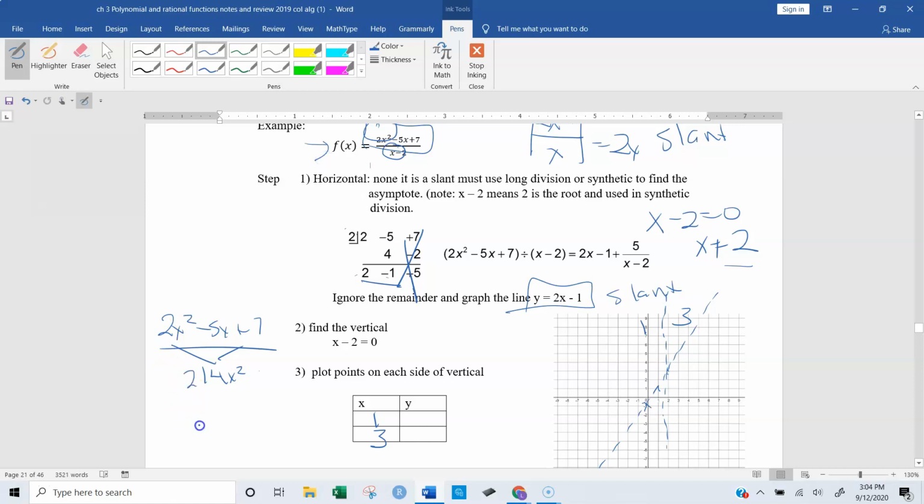So we have 2 times 1 squared minus 5 times 1 plus 7 all over 1 minus 2. So 2 minus 5 plus 7, -3 plus 7 is 4 over -1, so we get -4. So we're going to go to -4.